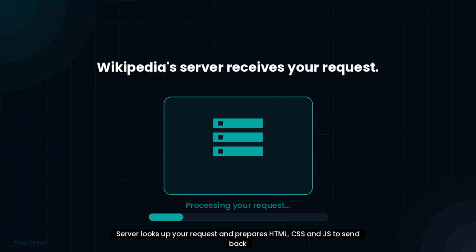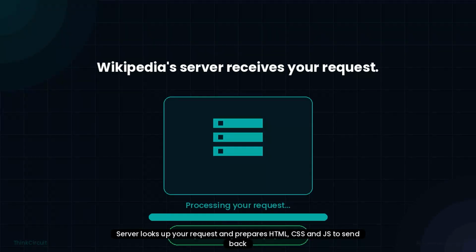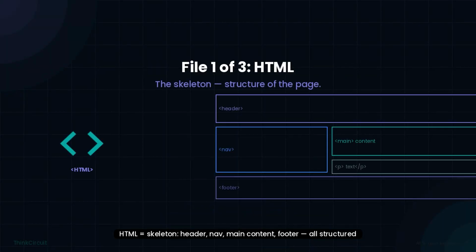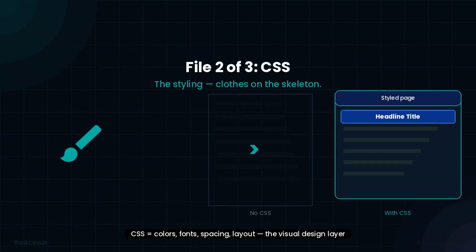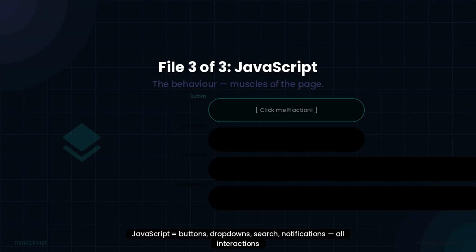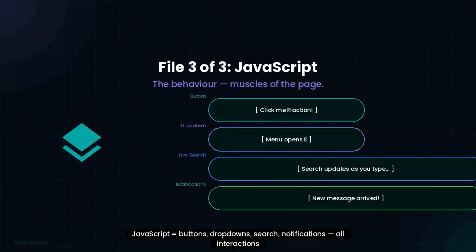Wikipedia's server receives your request. It looks up what you asked for, the homepage, and it sends back a response. That response contains 3 types of files. HTML, this is the structure. The skeleton of the page, it tells the browser, there's a heading here, a paragraph there, an image in this corner. CSS, this is the styling. The clothes on the skeleton, it says, make that heading blue, give this section a white background, use this font. JavaScript, this is the behavior, the muscles. It makes things interactive, buttons that respond, menus that open, content that updates without reloading.